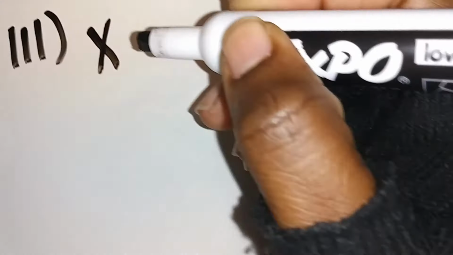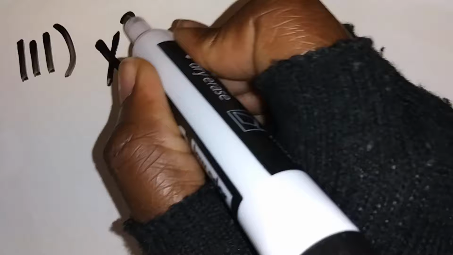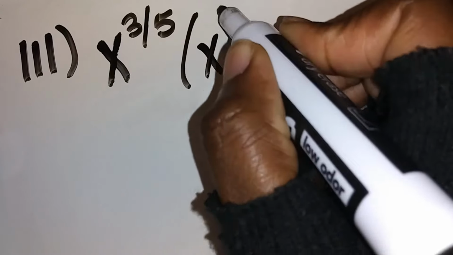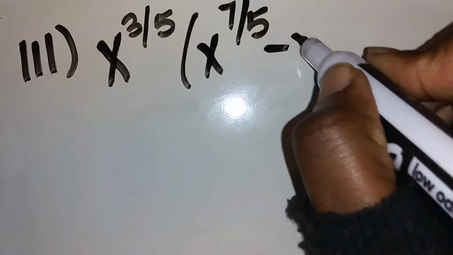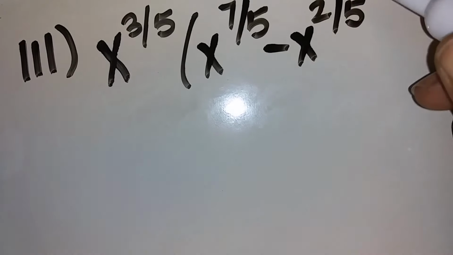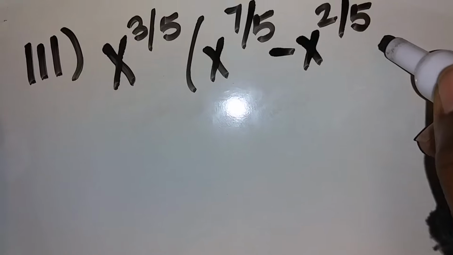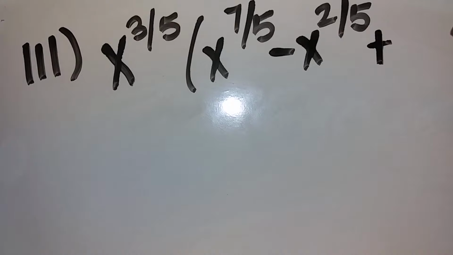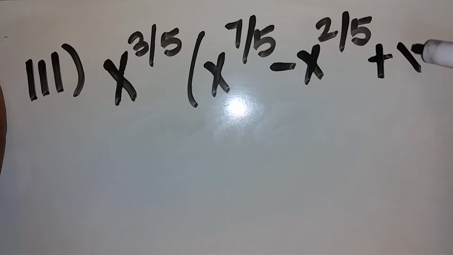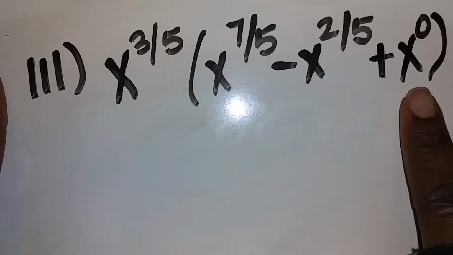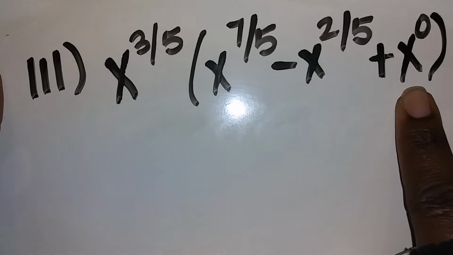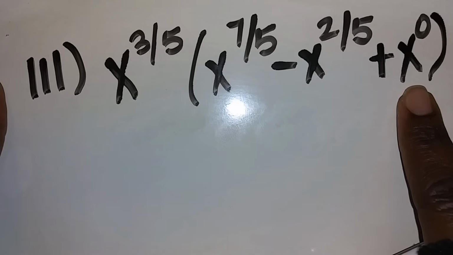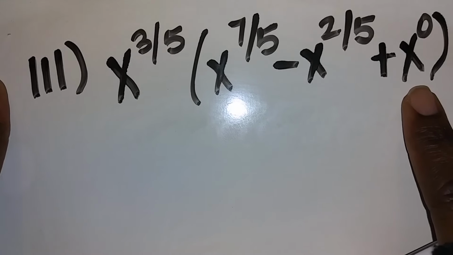Okay, so let's look at 111 very, very fast. I'm going to go fast on this one. So I have x to the 3/5 times x to the 7/5 minus x to the 2/5 plus 1. But I'm going to rewrite 1. We know a base raised to a 0 power equals 1. So instead of writing 1, I wrote x to the 0 because we know a base raised to a 0 power equals 1. And from there, you can do your math and figure out your answer.